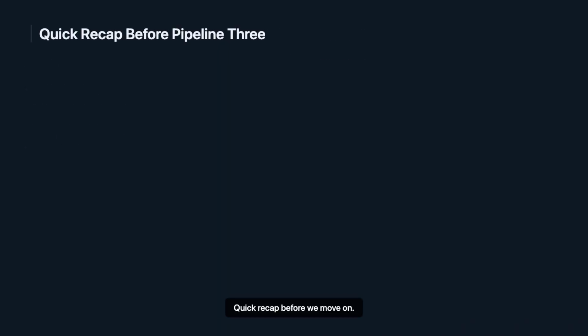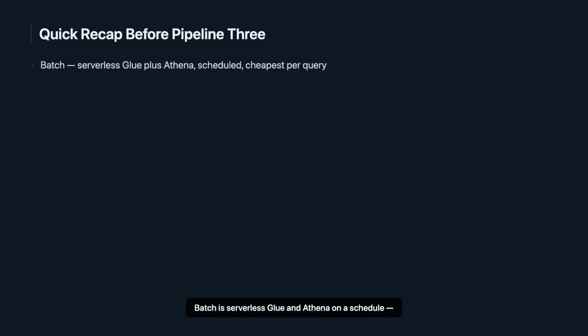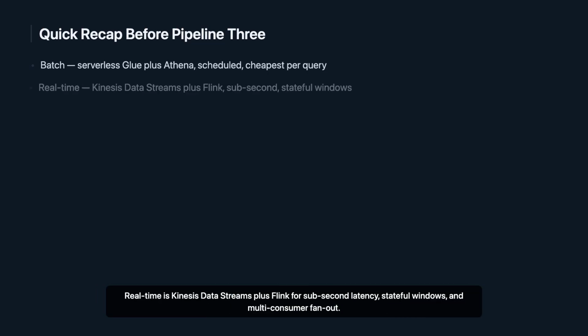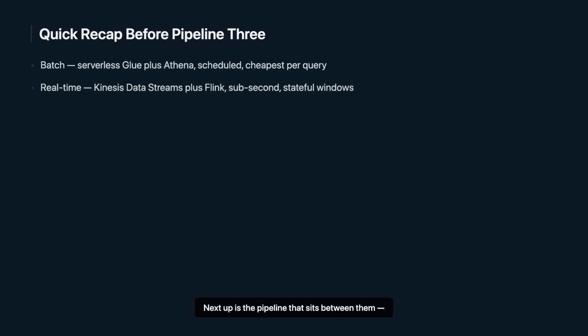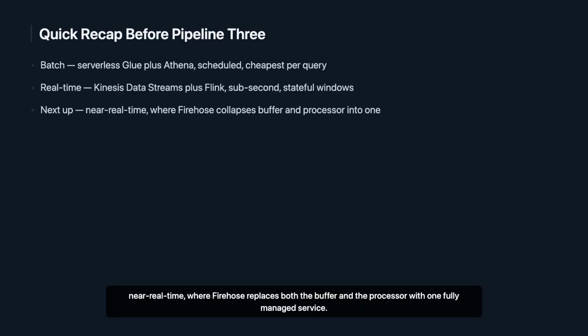Quick recap before we move on. Batch is serverless Glue and Athena on a schedule, the cheapest path for hourly or daily reporting. Real-time is Kinesis Data Streams plus Flink for sub-second latency, stateful windows, and multi-consumer fanout. Next up is the pipeline that sits between them, near real-time, where Firehose replaces both the buffer and the processor with one fully managed service.